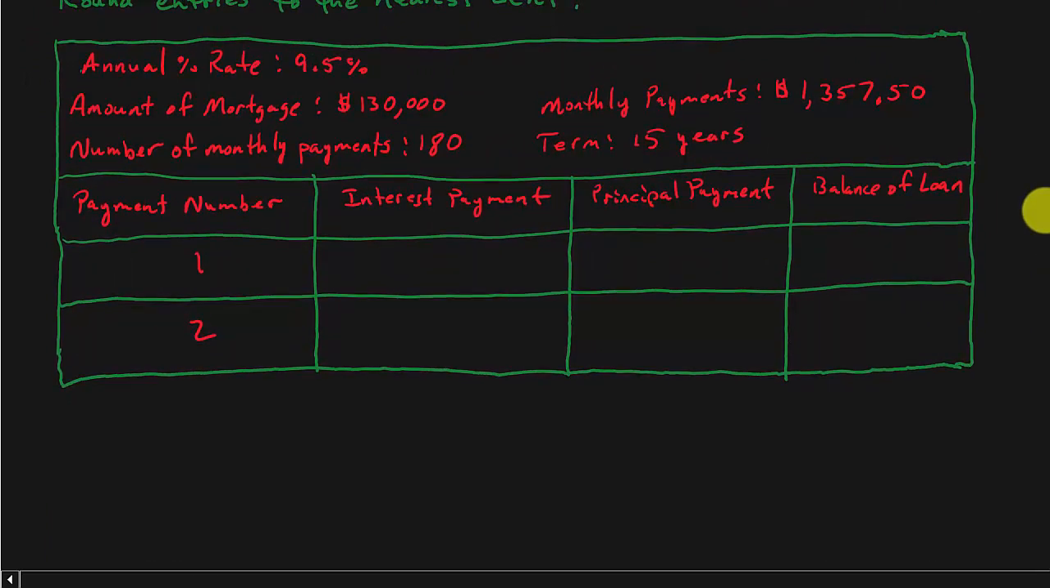All right, so the table here gives us our information, our interest rate, 9.5%. Amount of mortgage is $130,000. Number of monthly payments is 180. Monthly payments are $1,357.50, and it's for 15 years. So what they've done is they've already figured out the payments for us, how much the monthly payments are. So we've just got to fill this table out. We need to figure out interest payment, principal payment, and balance of loan. All right, so let's start with payment 1.